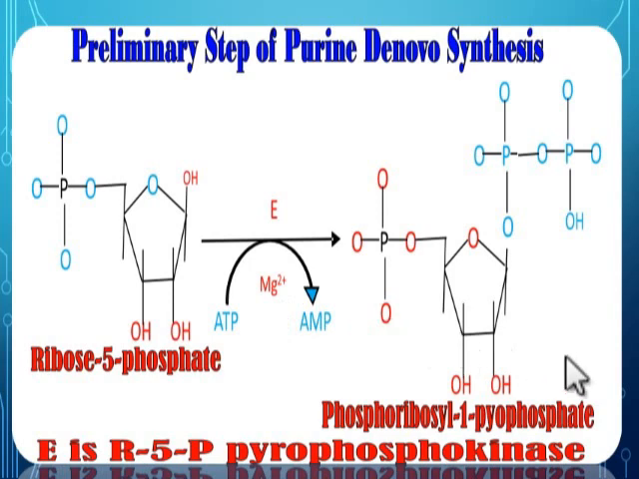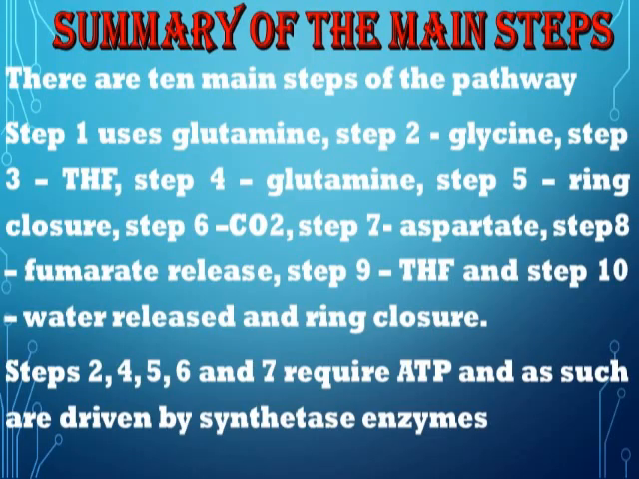So this is actually a preliminary phase. It is not considered as one of the steps. It is a preliminary step that prepares or activates ribose 5-phosphate to actually start the process of purine nucleotide de novo synthesis. All right, so let's see the summary of the 10 main steps of purine synthesis. In our next class, we shall be giving attention to the main steps in detail, but I want to give us a summary of it.